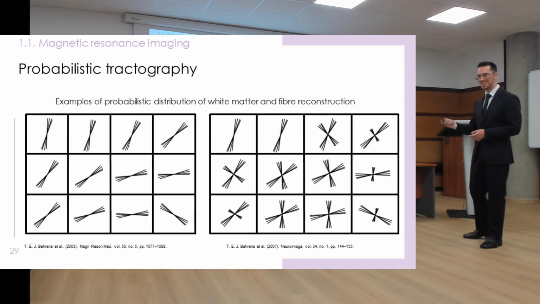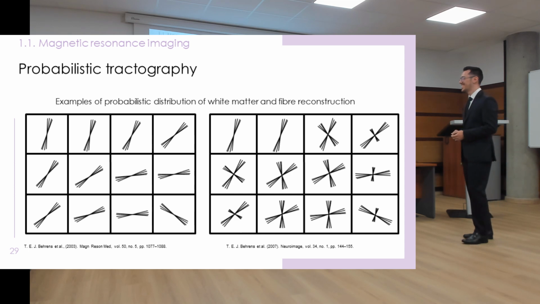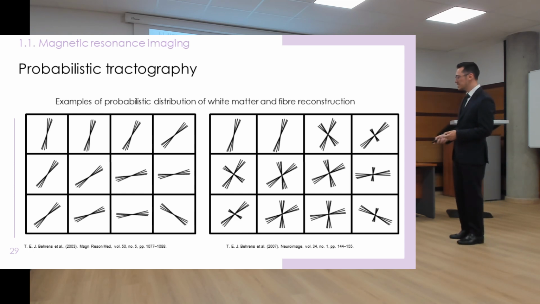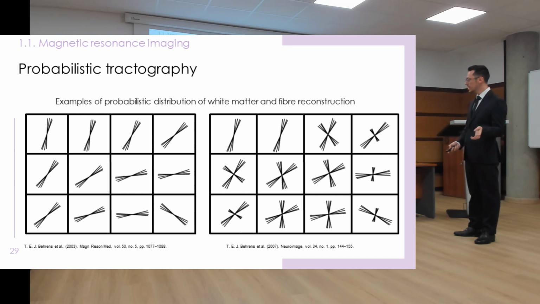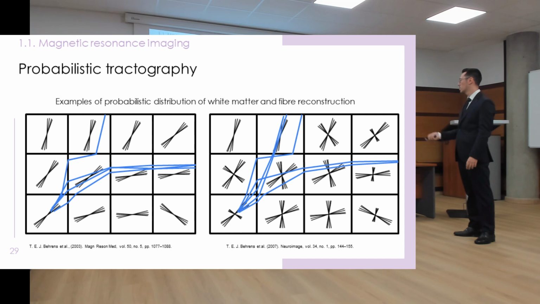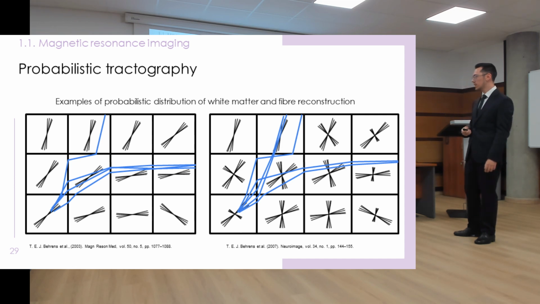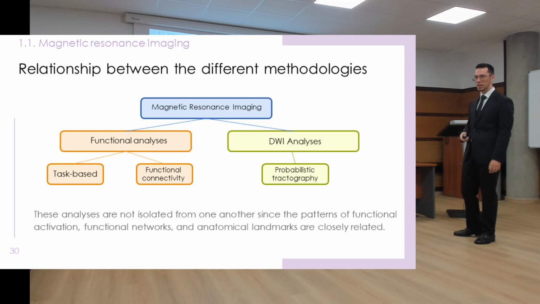To put it simply, because I know this is relatively difficult, this method uses the estimated model and the uncertainty to build a probability map per voxel, like you can see here in the images, and then we propagate the fibers based on this underlying distribution.